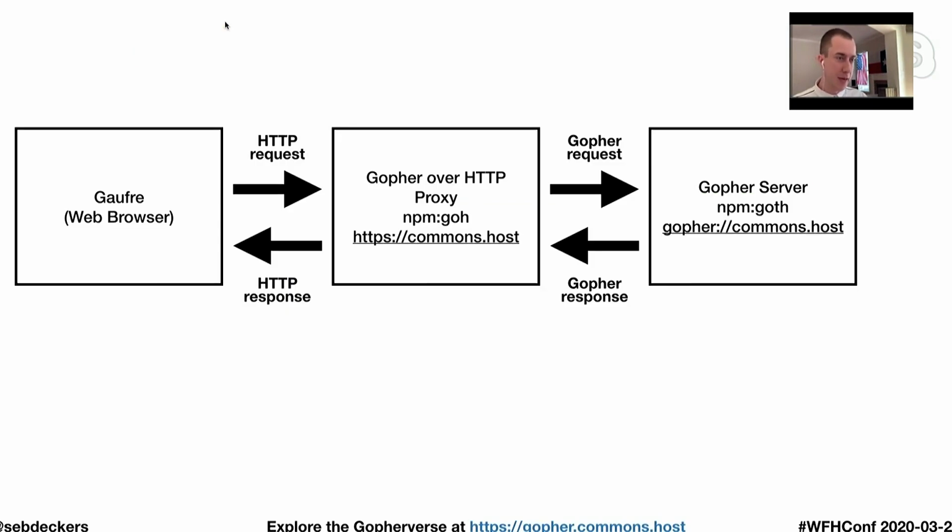So this is, again, in a diagram what's happening. You can have this web browser making an HTTP request to our proxy, which is actually available at npm, the Go package, which forwards it as a Gopher request to our Gopher server, which is also available as the Goth package. Goth was already taken, sorry. That response goes back to the proxy, goes back to the browser, right? So a lot of things are actually happening on the same machines, but conceptually, this is how it's structured.